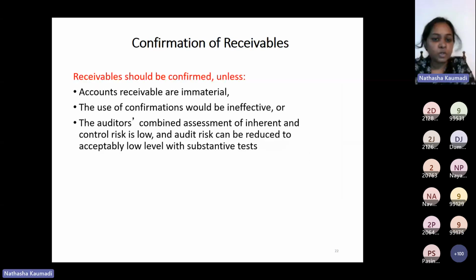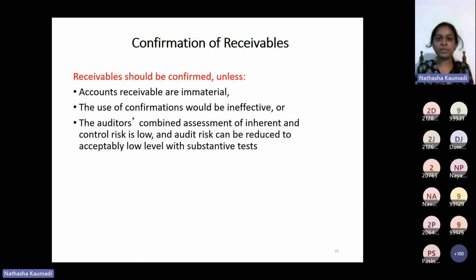Receivables should be confirmed unless... Now when it comes to trade receivables, more specifically, you can call them debtor confirmations. There are two types of debtor confirmations. We will discuss that later. So before sending these confirmations, you need to assess the risk. Most organizations try to call confirmations from the debtors. When the debtors themselves confirm the balance, is that reliable or not? Reliability is very high, right?